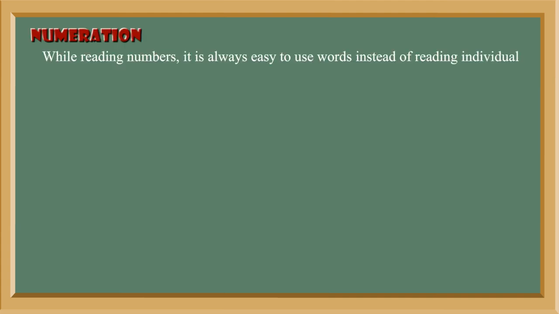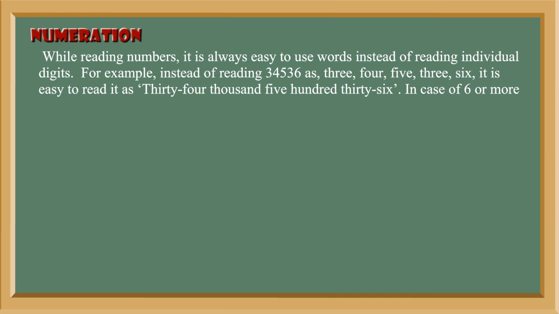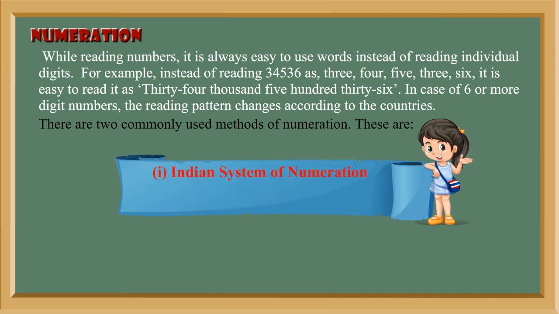Numeration. While reading numbers, it is always easy to use words instead of reading individual digits. For example, instead of reading 34536 digit by digit, it is easy to read it as thirty-four thousand five hundred thirty-six. In case of 6 or more digit numbers, the reading pattern changes according to the countries. There are two commonly used methods of numeration. These are, first, the Indian system of numeration, and second, the international system of numeration.